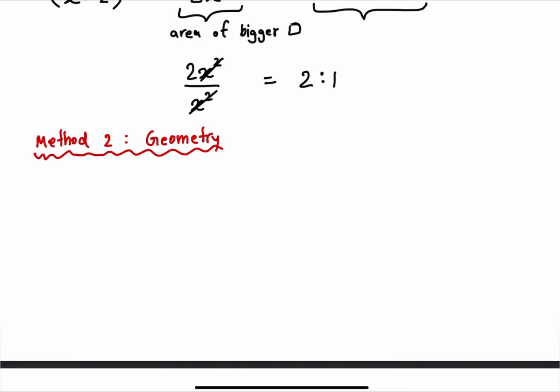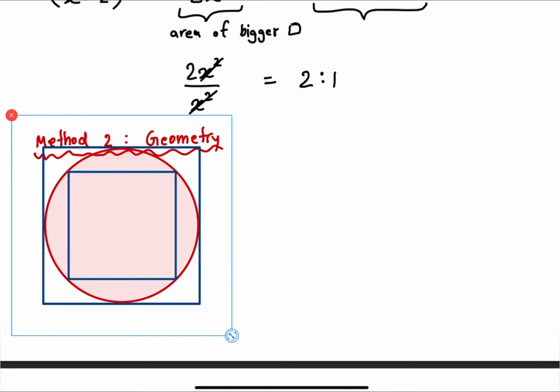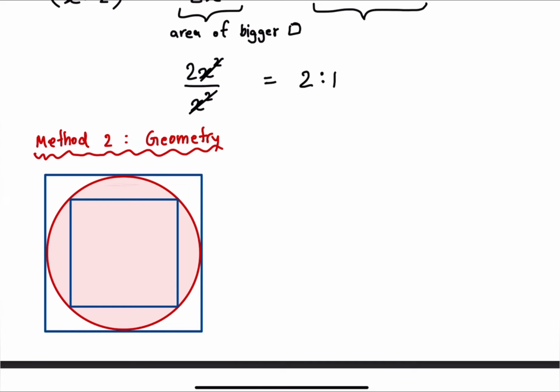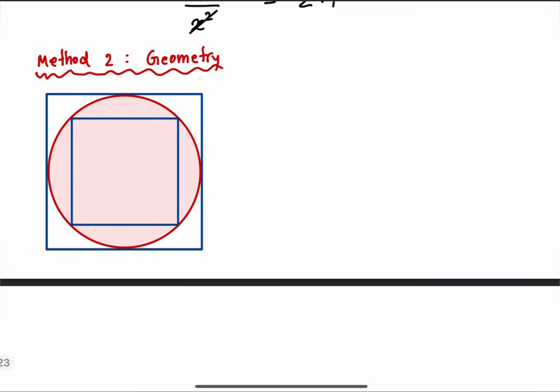To explain what I mean, I'm going to paste our original figure over here. Looking at it, as I said at the start of the video, we have a square, and inside that square we have a circle, and inside that circle we have another square. Now, if I moved the second square a tiny bit and rotated it, it would look like this.